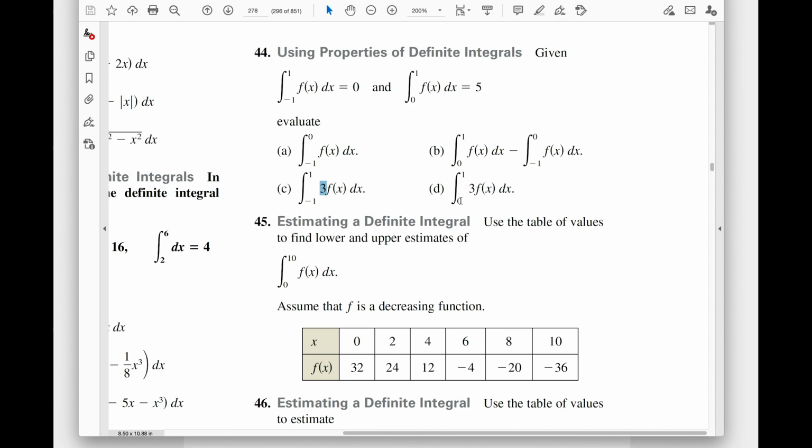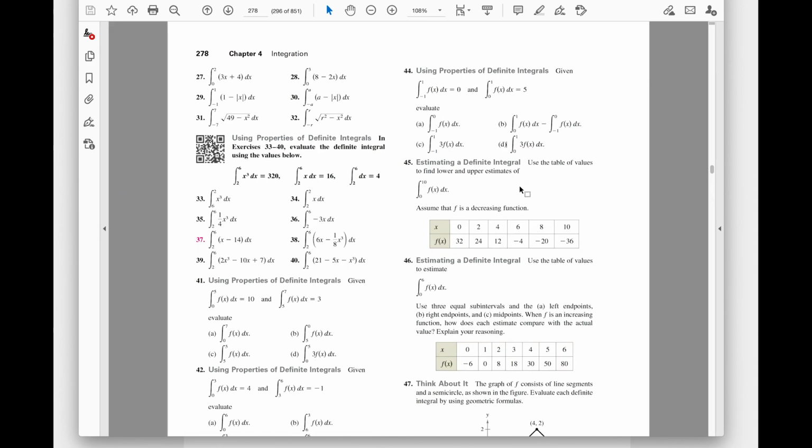Part D, the integral from 0 to 1 of 3 times f of x dx. Still, that 3 is a multiplicative constant. You can push it outside. So this becomes 3 times this integral, and the value of this integral is 5. So 3 times 5 is 15. So part D tells you what we just found, that part D is actually 15, right?